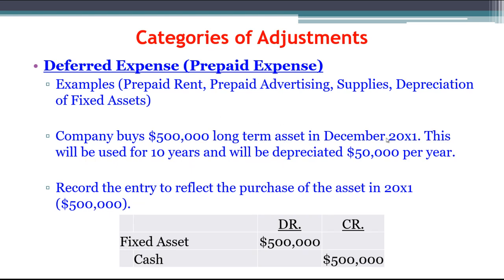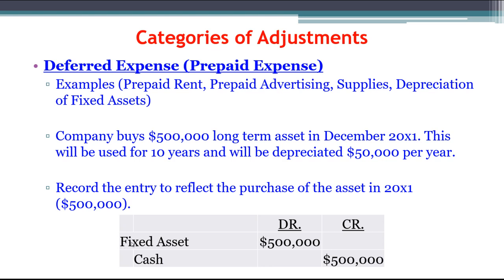Now let's get into long-term assets and depreciation. This company buys a $500,000 long-term asset in December of year 1. It's going to be used for 10 years, and it'll be depreciated for $50,000 per year. So we want to record the journal entry for the purchase of this asset in year 1.